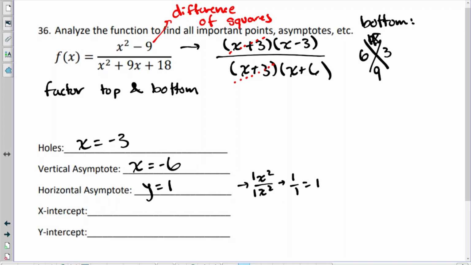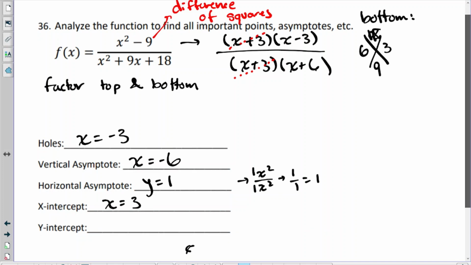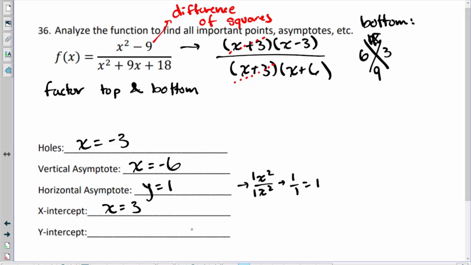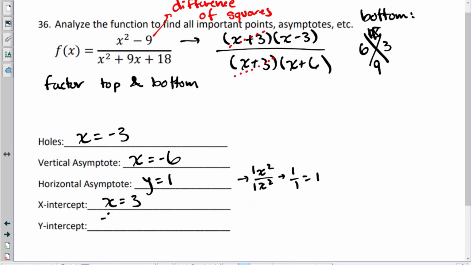The x-intercept is going to happen at x equals 3 because that is where my numerator is 0. And then my y-intercept is what happens when I plug in 0 to my function. That means I get -3 over 6, right? I'm just writing out these 2 polynomials that are left from this, x minus 3 over x plus 6. To find the y-intercept, you just get rid of the x, you make it 0. And so I just have -3 over 6, which is -1/2. Okay, cool.